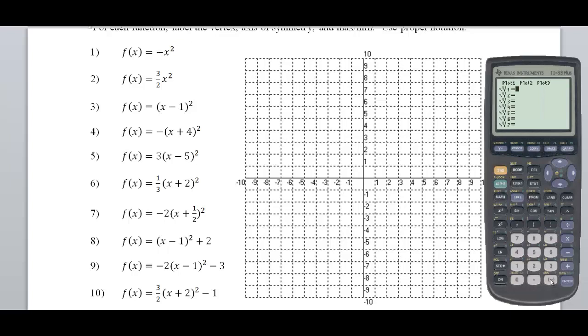Make sure you click the negative key here by the enter key, and then x squared. So negative x squared, you hit the graph, this is what it's going to look like. I cannot keep this on the screen for long because I have to turn to the table. The table, I really want 5 nice clean points.